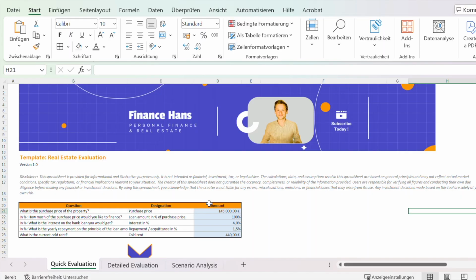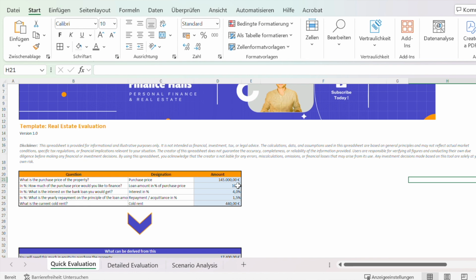I developed the spreadsheet myself, and I really tried to make it as intuitive as possible, meaning you know exactly where to put in the data. For example, I always highlighted the information which you need to edit if you want to analyze a property here in like a baby blue color.